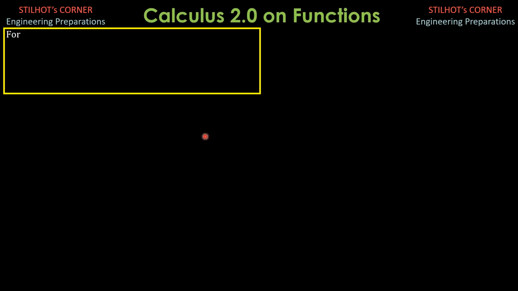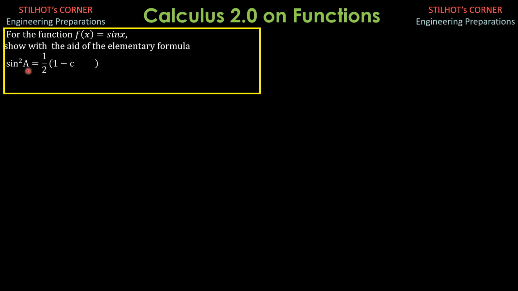Here is another video in calculus about functions, sketching graphs. For the function f of x equals sine x, show with the aid of the elementary formula sine square a is 1 half of quantity 1 minus cosine 2a, that f of x plus y minus f of x is cosine x sine y minus 2 sine x sine square y over 2.